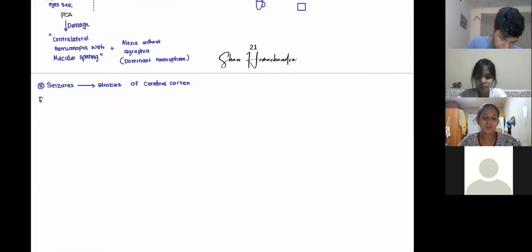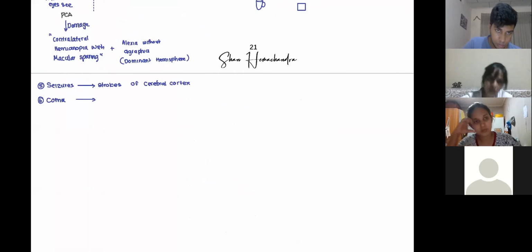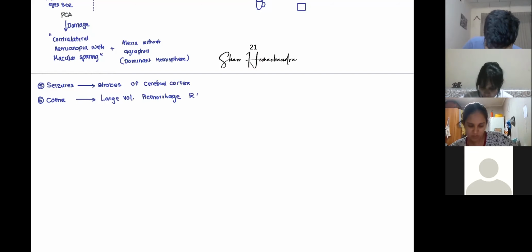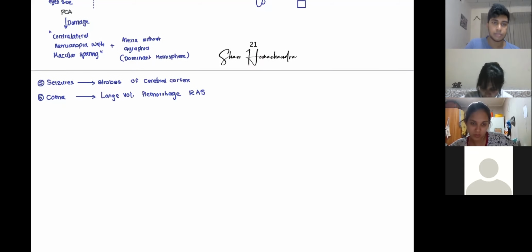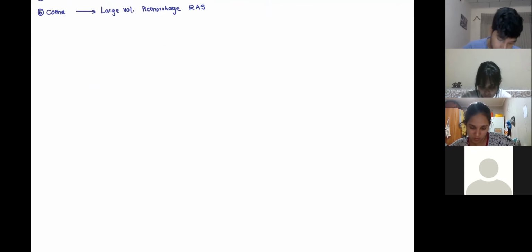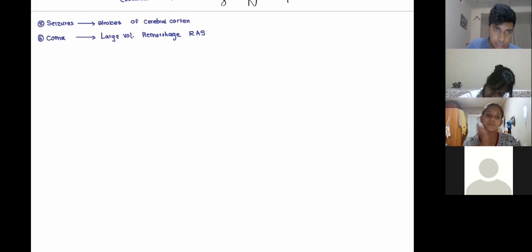The other one is coma. Let me just explain this because we need it for both. This is due to large volume hemorrhages that are affecting the reticular activating system, okay, RAS, reticular activating system. Let me remind you guys, what I'm describing right now is 5 and 6.